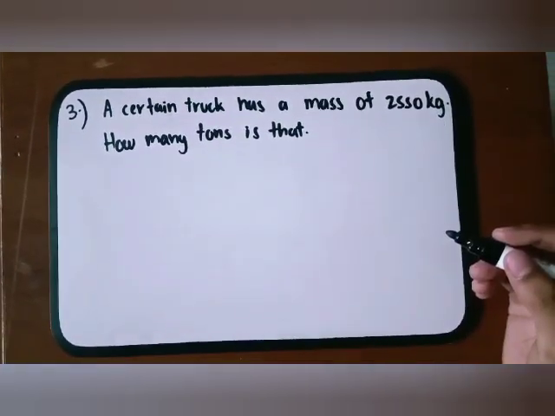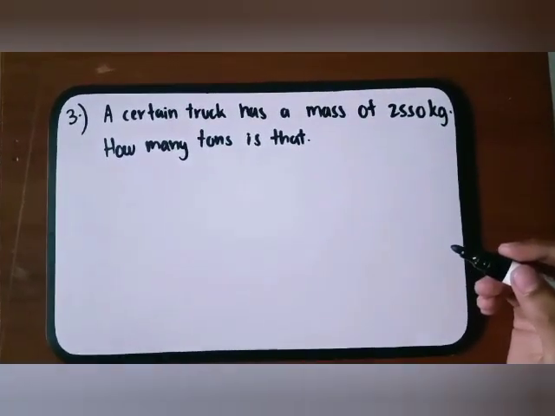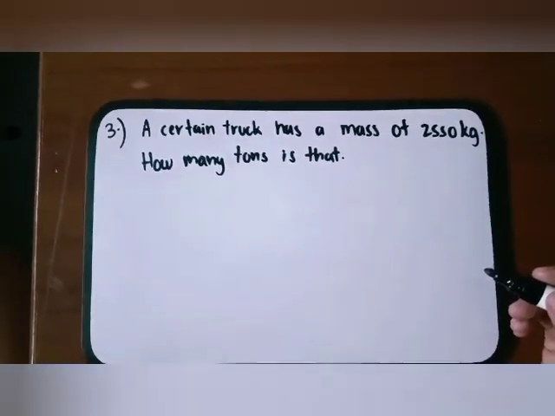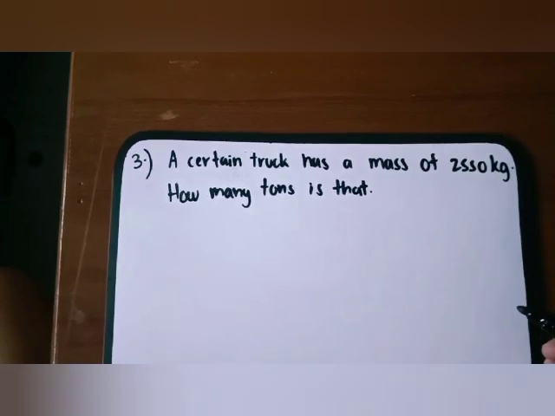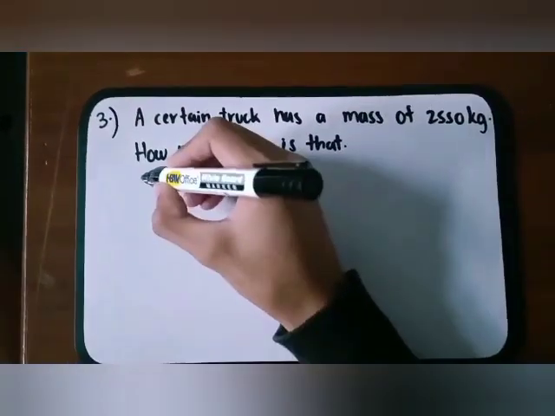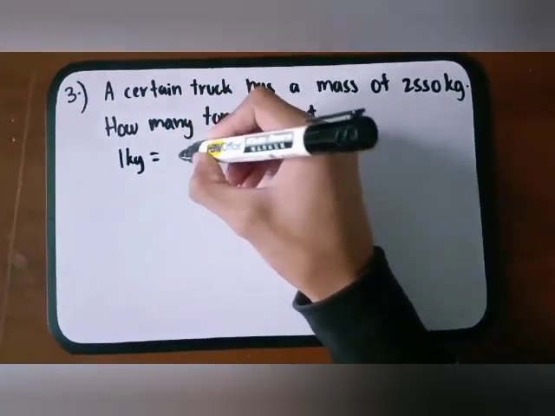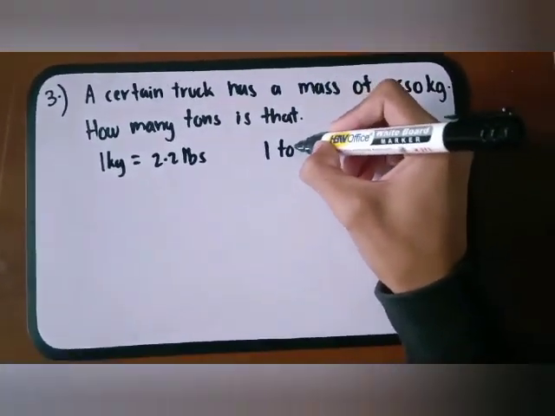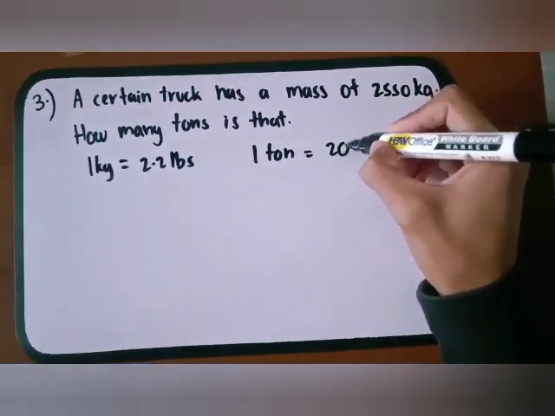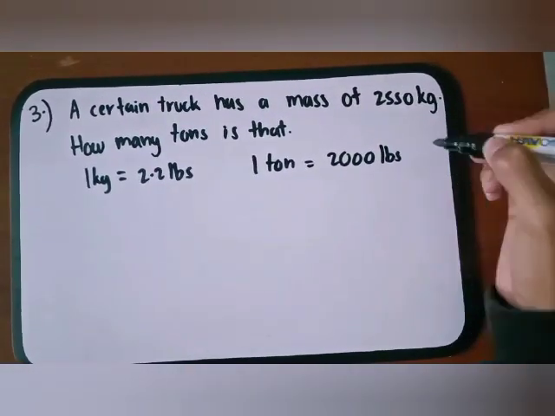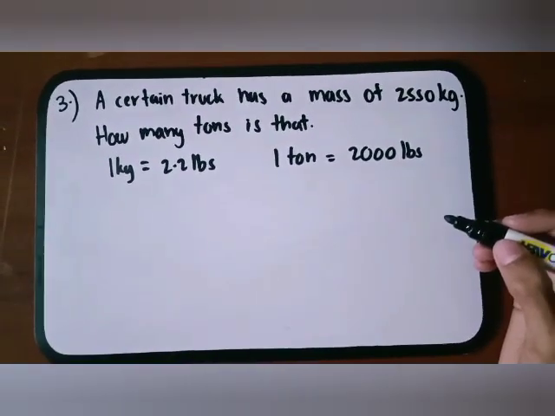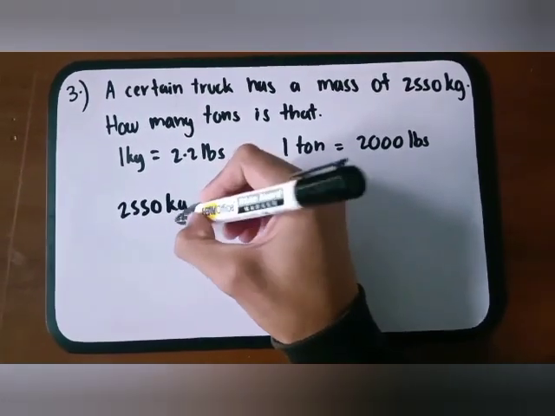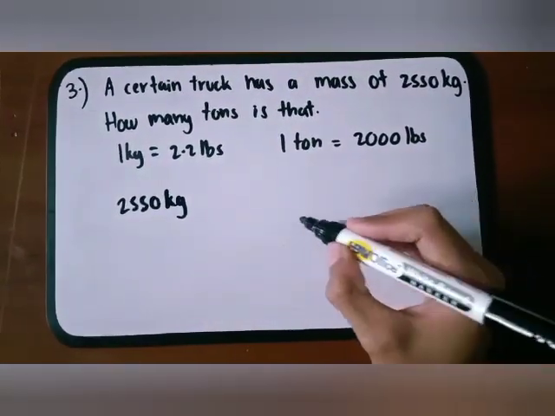This is the third example. A certain truck has a mass of 2,550 kilograms. How many tons is that? So this will be a two-step problem. So consider the conversion factor again. 1 kilogram is equivalent to 2.2 pounds, and 1 ton is equal to 2,000 pounds. So we write down again the quantity of the problem, 2,550 kilograms, and then we multiply this by a fraction.